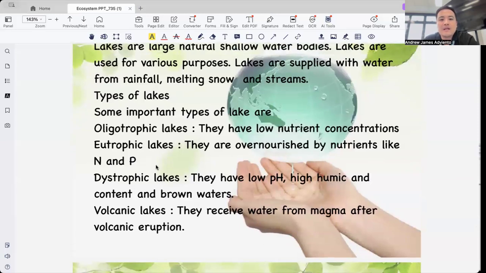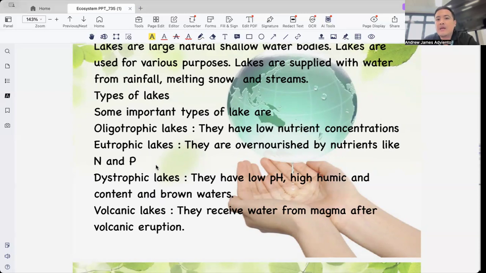The oligotrophic lake has a low nutrient content and high oxygen levels. The water is clear and deep, supporting species like trout. These lakes are typically found in mountainous regions.